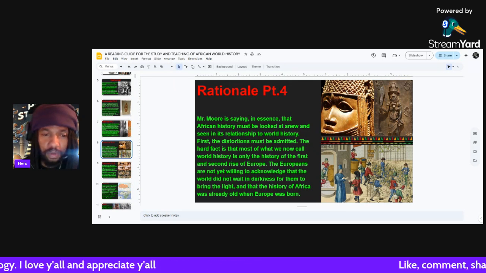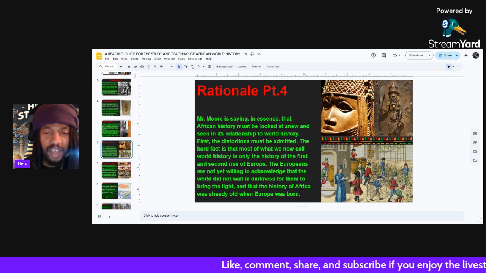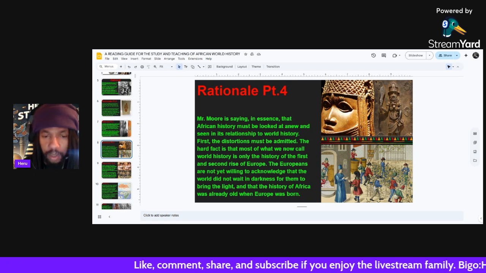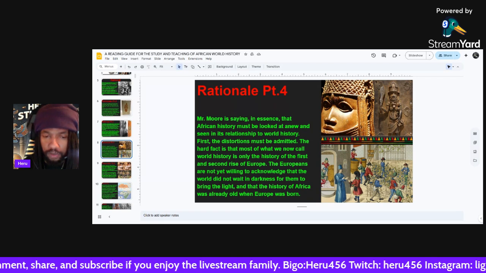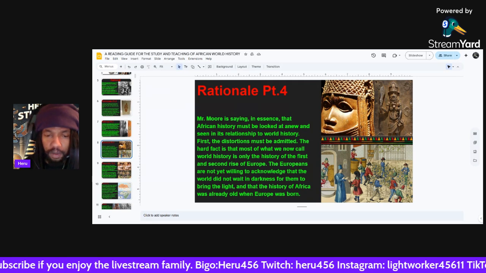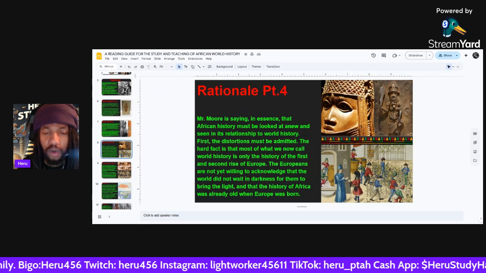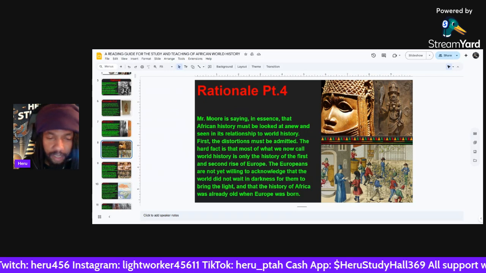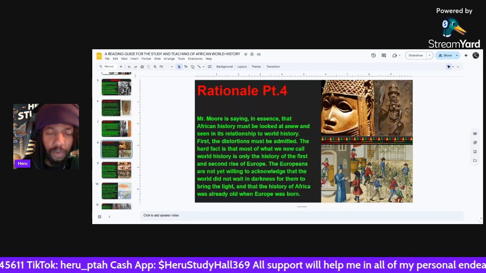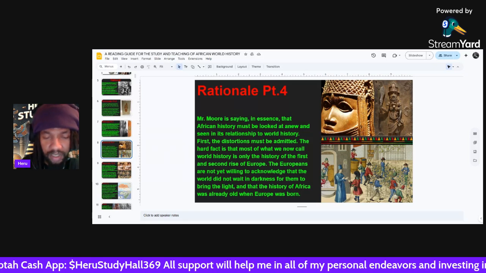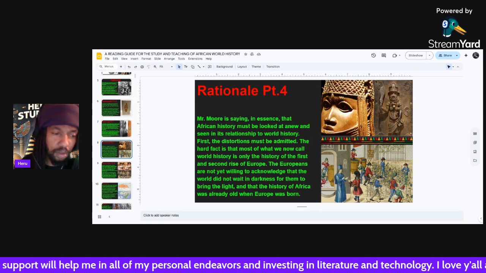Let's keep it pushing. Rationale number 4. Mr. Moore is saying, in essence, that African history must be looked at anew and seen in its relationship to world history. First, the distortions must be admitted. The hard fact is that most of what we now call world history is only the history of the first and second rise of Europe. The Europeans are not yet willing to acknowledge that the world did not wait in darkness for them to bring the light, and that the history of Africa was already old when Europe was born.